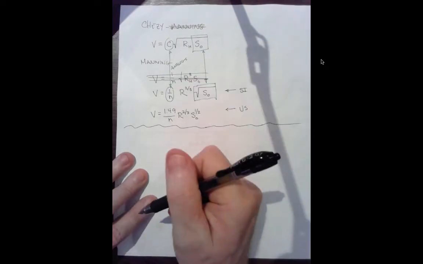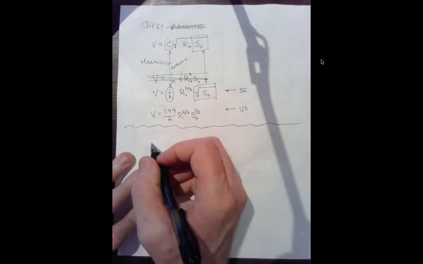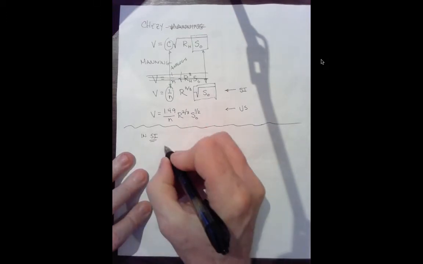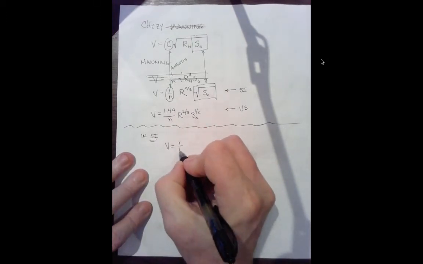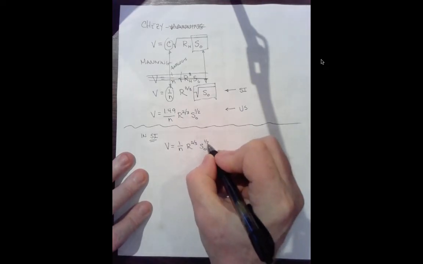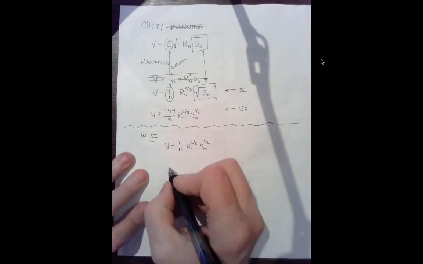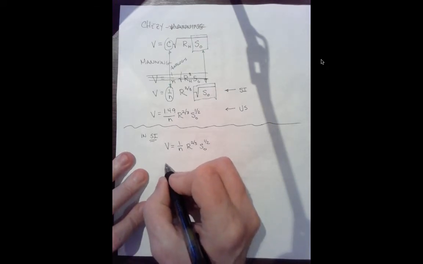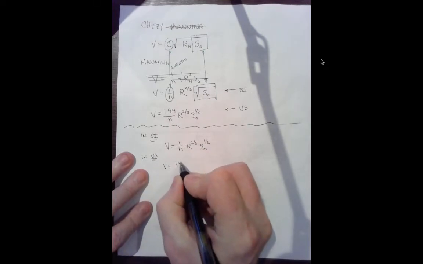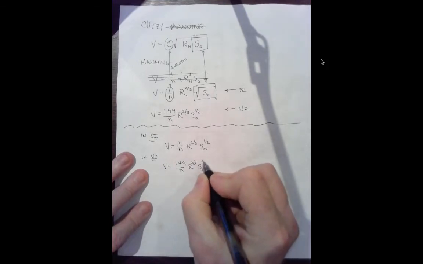By far Manning's equation is the most used equation for open channel flow, at least for uniform flow. So in SI, velocity is equal to 1 over n, r to the 2/3 power, s0 to the 1/2 power. We look up n in a table. N is really described by channel properties, and we'll show you in a second. In US customary, velocity is 1.49 over n, r to the 2/3 power, s to the 1/2 power.